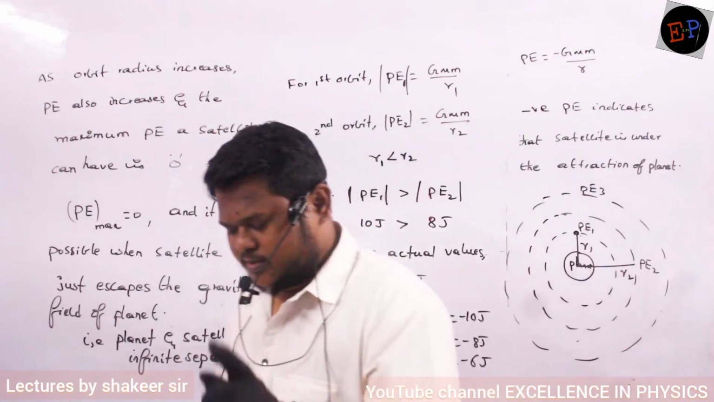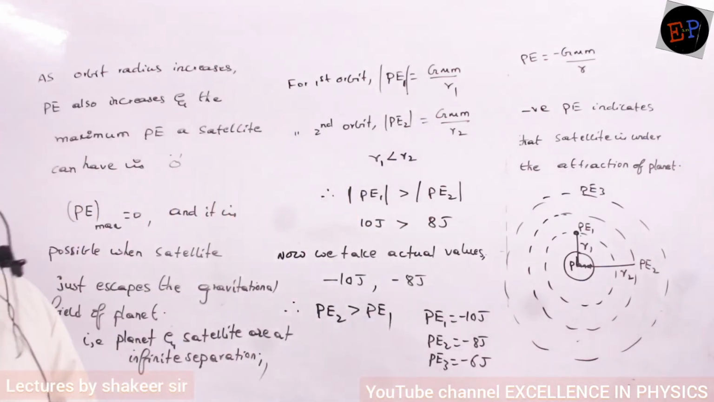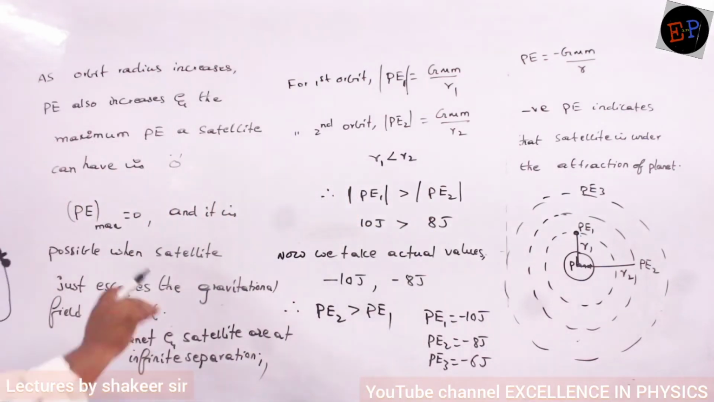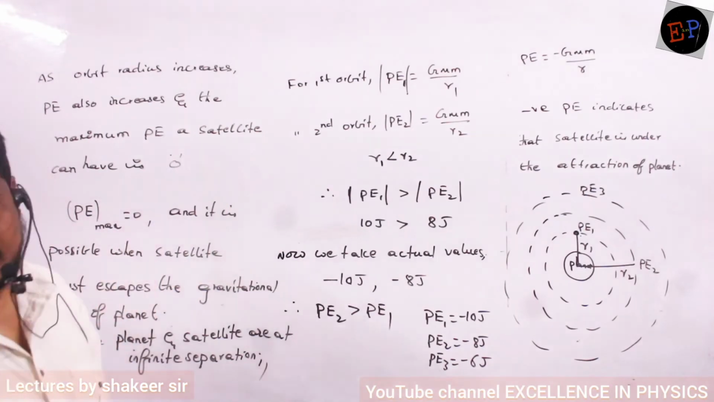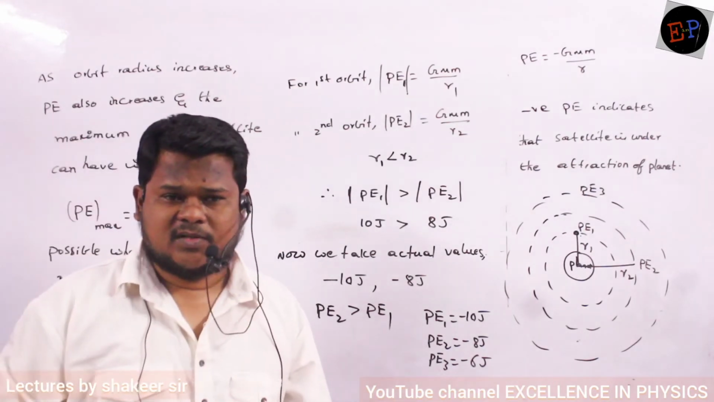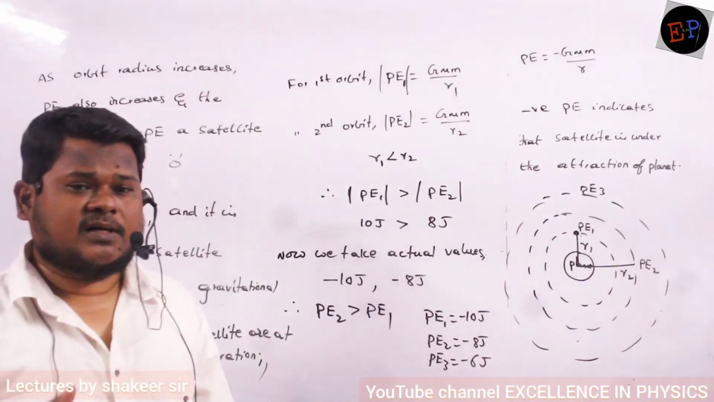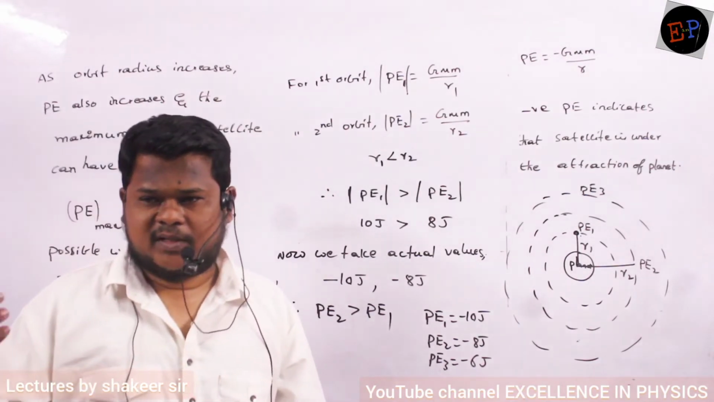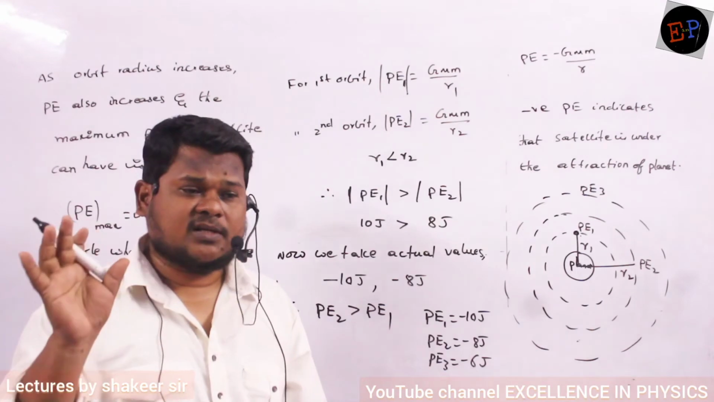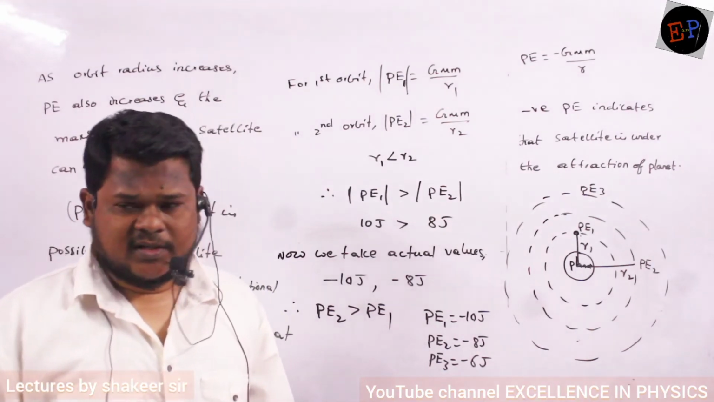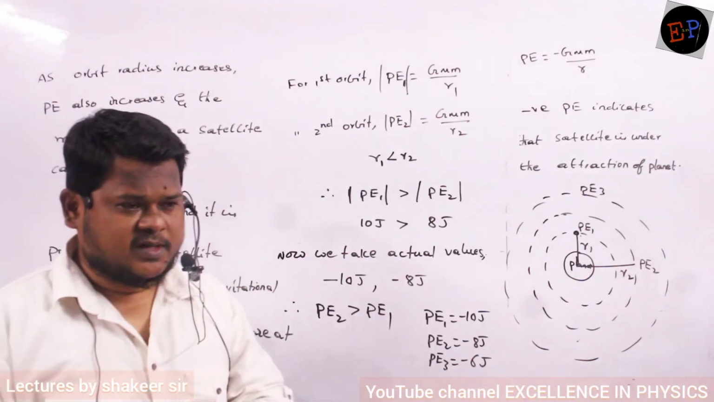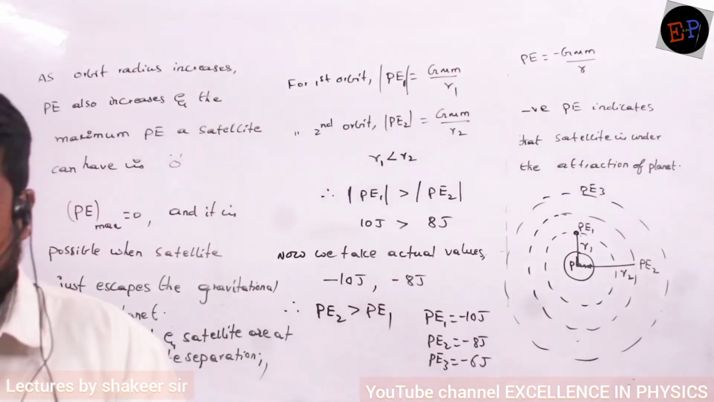Understood? So this is a small discussion on potential energy and total energy. If you don't understand this concept carefully, you can never solve problems. So what is meant by negative energy, how it is changing with respect to orbit, and what is the maximum potential energy possible? If you don't understand these concepts carefully, problems can never be solved. Okay? That's it.